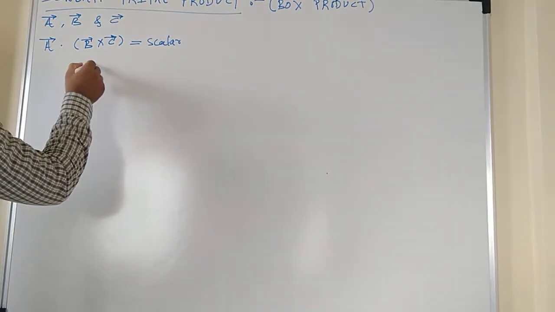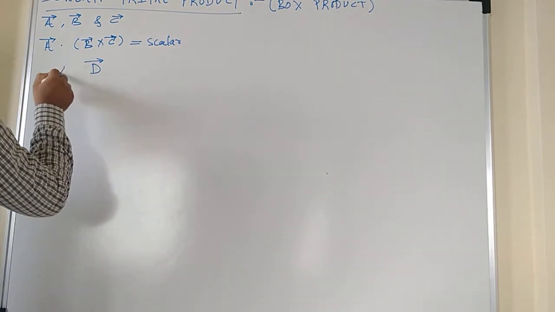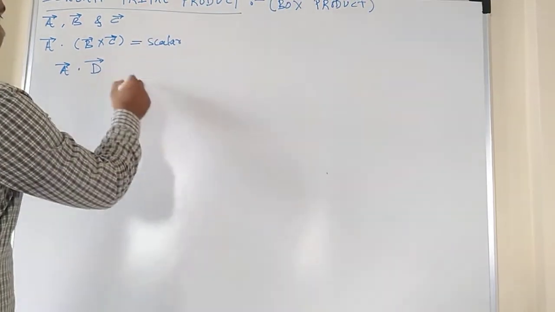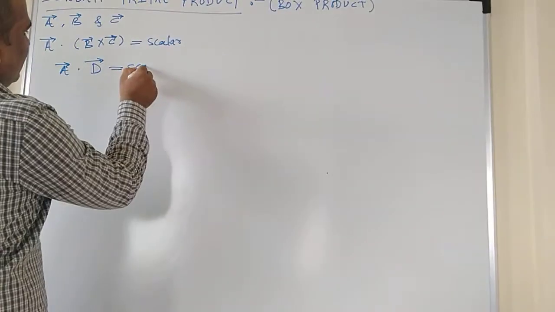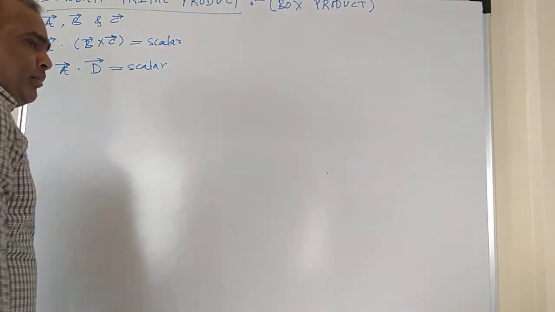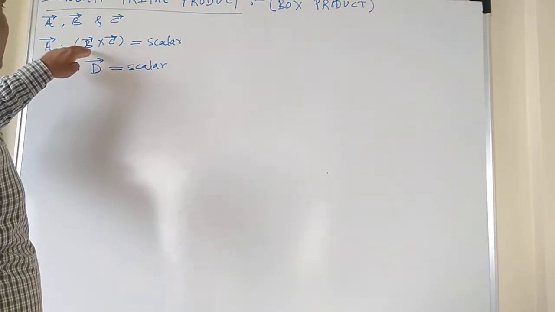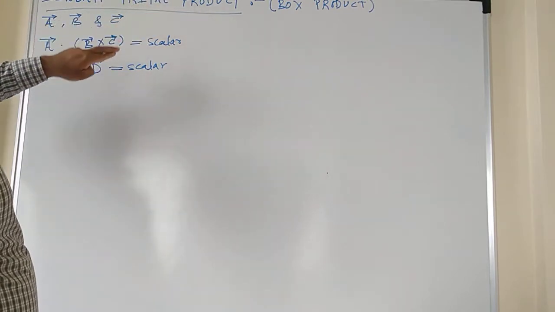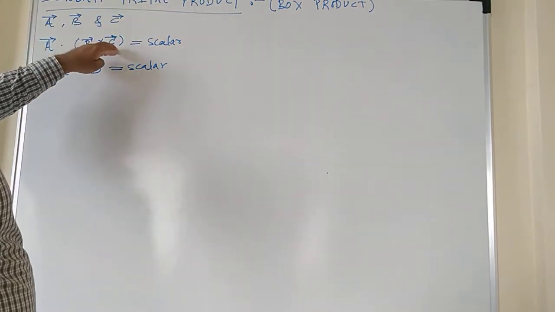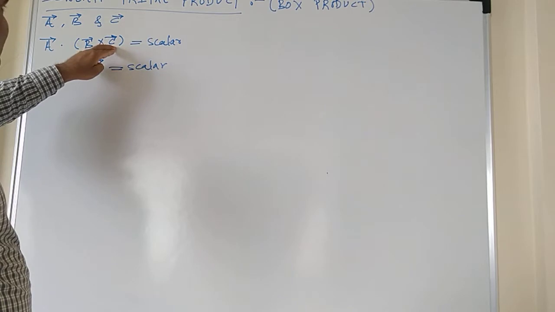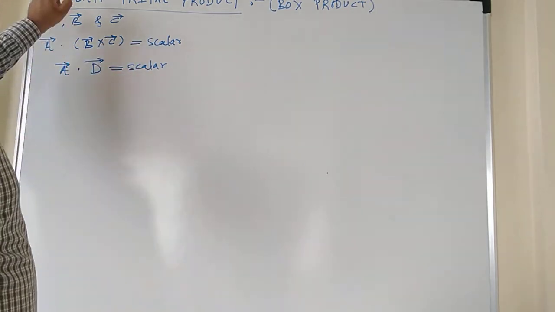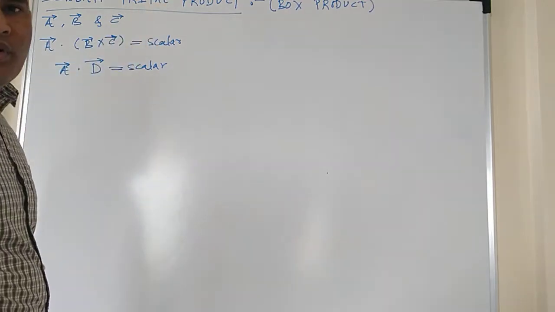Let us say this is d bar, so this is one more vector, and if you take the dot product of any two vectors, then this gives you a scalar. Being the product of three vectors, it is called a triple product, because there are three vectors and the product of the three vectors results in a scalar. That's why it is called a scalar triple product. Hope you have understood this.